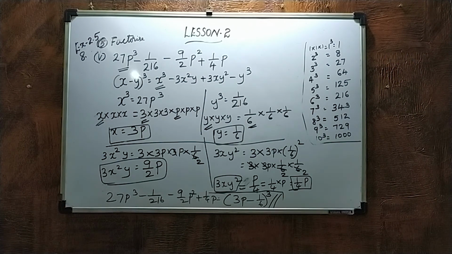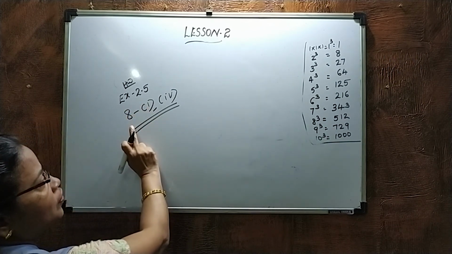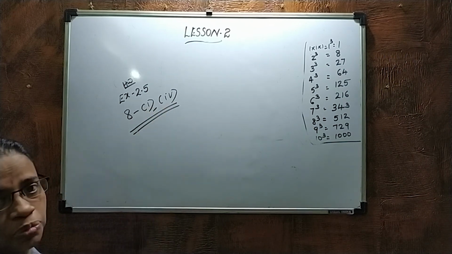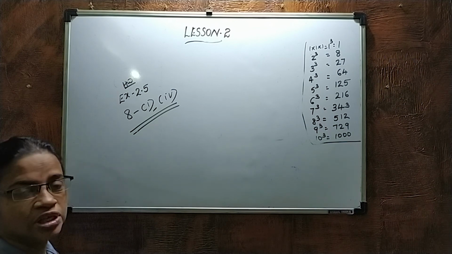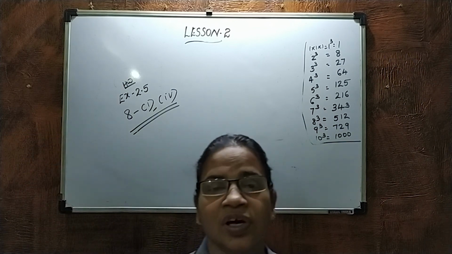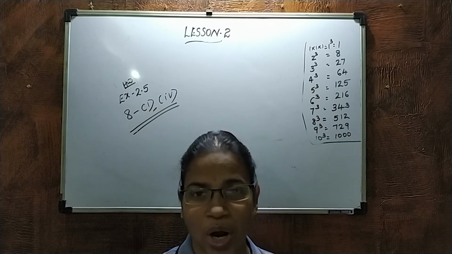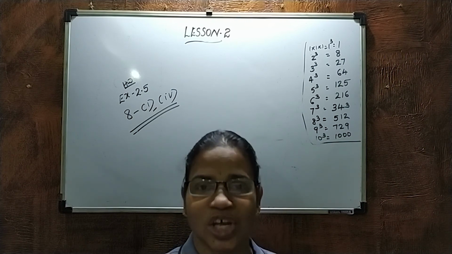Okay, clear? Okay, then. These are the homeworks for you. Exercise number 2.5, 8th question, first problem and fourth problem. Only 2 homeworks for you. Okay, from the textbook itself. Do it yourself. Don't copy it from anybody, and try to understand and do. Be careful when you do it. Okay, thank you very much.